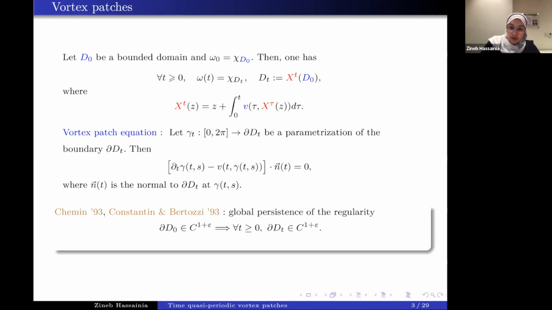The global persistence of regularity was proved by Chemin in 1993, and also by Bertozzi and Constantin, where they proved that if you start with a boundary sufficiently smooth, C^{1,gamma}, then you can propagate the regularity for all time.